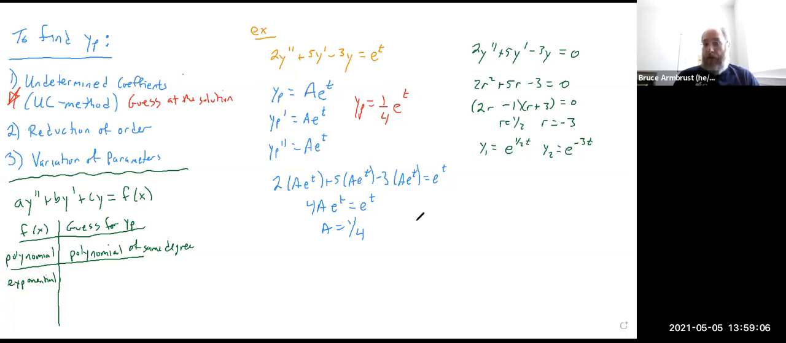All right, which means that when we write what our answer is, the general solution to this differential equation is going to be 1/4 e to the t plus c1 e to the 1/2 t plus c2 e to the minus 3t. So if you look at this one and compare it to the one we just did, the answer looks very similar in terms of structure. It still has the two fundamental set pieces. And then we're adding to it a different particular solution because it's a different differential equation.